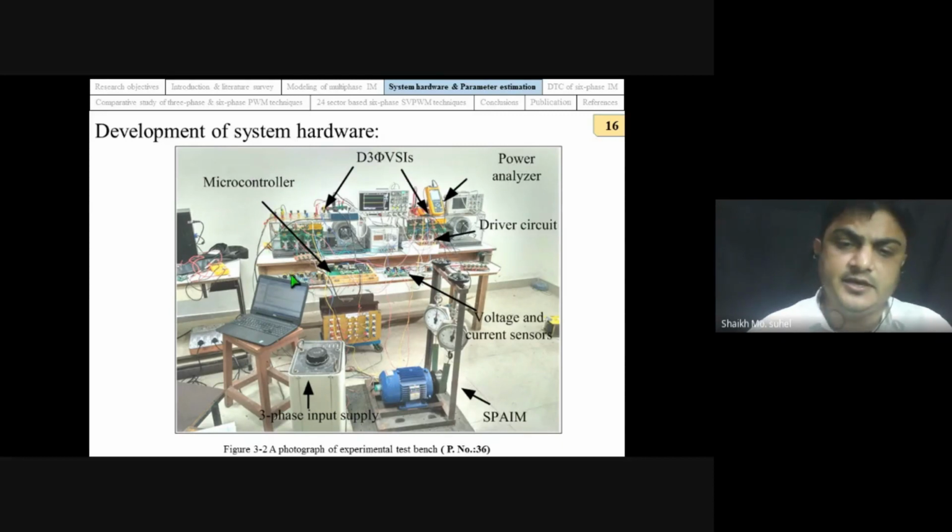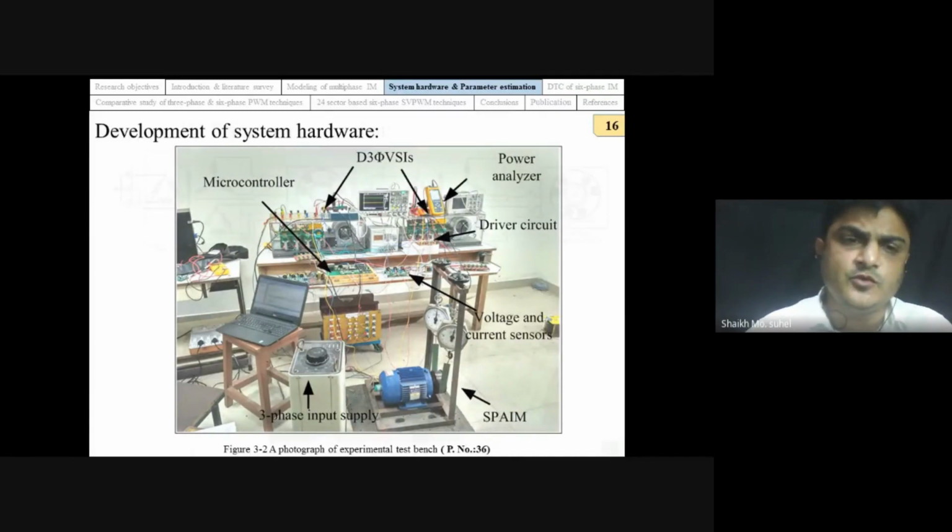To sense the current, we have two current sensor cards. To sense the speed, we have optical encoders, and ultimately they are all connected and given to the STM32F4 controller. Pulses generated by the STM32F4 controller are amplified by using these two driver cards, and they are isolated and dead bands are also provided, and finally they are given to our inverter.